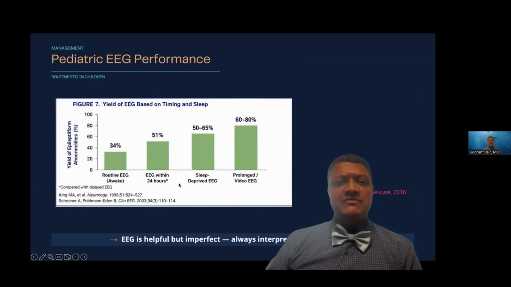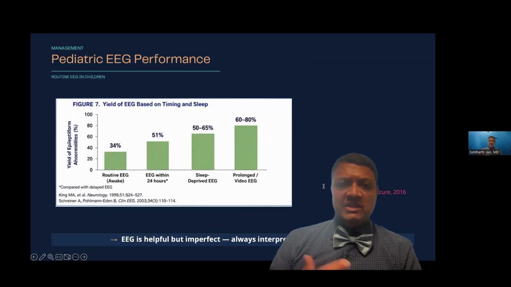Which just means that if you have a high enough clinical suspicion, and the EEG is normal, such as when the events are stereotyped and the semiology is very convincing, repeating and making sure that you obtain sleep on the EEG, or considering a prolonged video EEG, should be the next step that you consider to be able to make the definitive diagnosis.